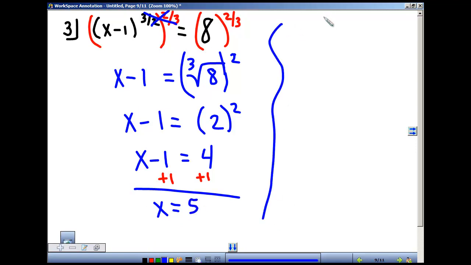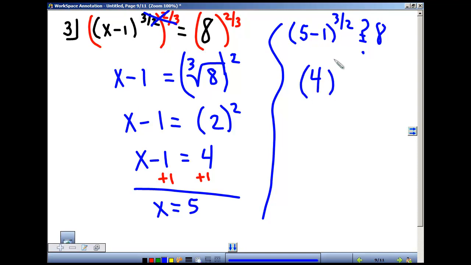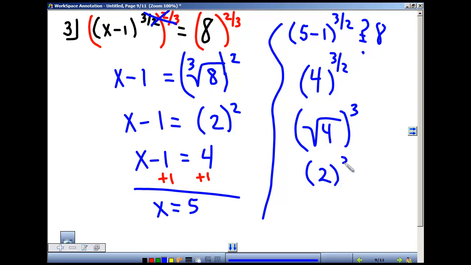Now I need to check for extraneous solutions. So plugging 5 back into the original equation, I have 5 minus 1 to the 3/2 power. Is that equal to 8? So working on the left side, 5 minus 1 is 4, raised to the 3/2 power. This is the square root of 4 cubed. If I rewrite my rational exponent as a radical, the square root of 4 is 2 cubed, and that is equal to 8. So yes, this checks.